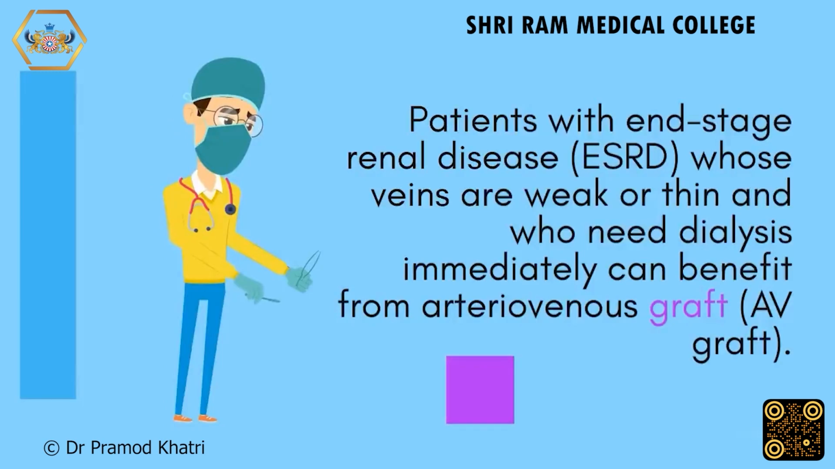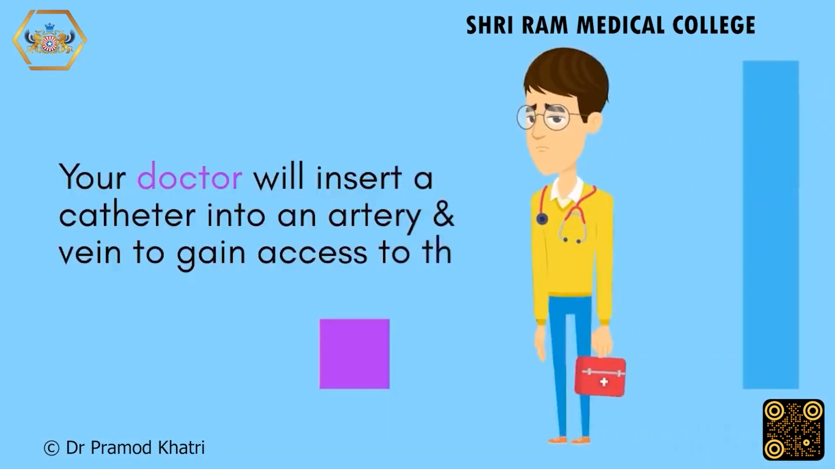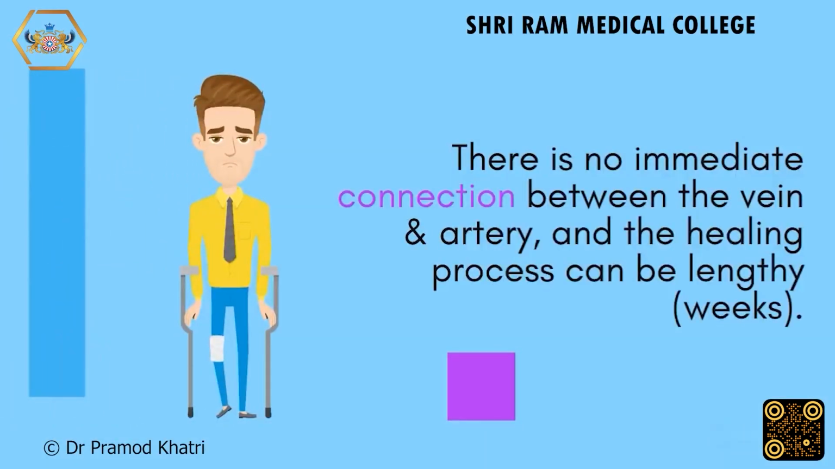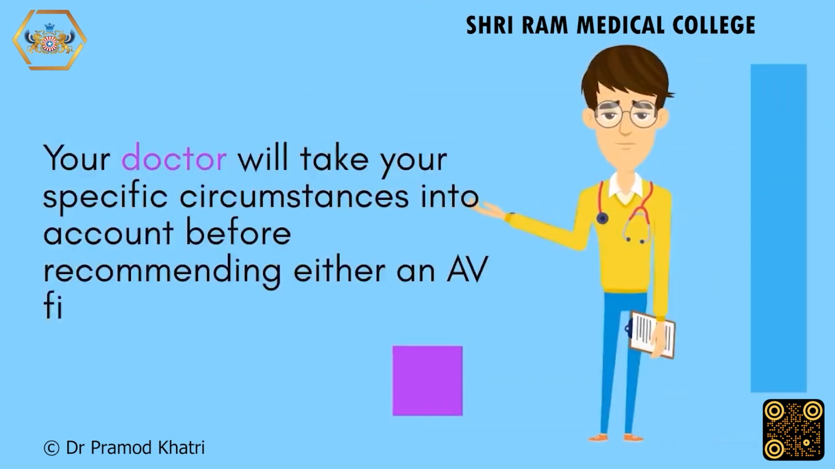Patients with end-stage renal disease, ESRD, whose veins are weak or thin and who need dialysis immediately can benefit from an arteriovenous graft, AV graft. Your doctor will insert a catheter into an artery and vein to gain access to the blood supply. There is no immediate connection between the vein and artery, and the healing process can be lengthy, weeks. Your doctor will take your specific circumstances into account before recommending either an AV fistula or an AV graft.